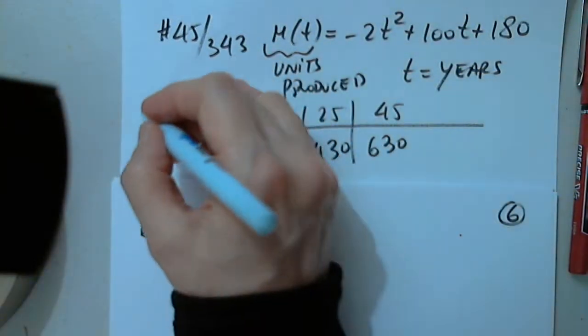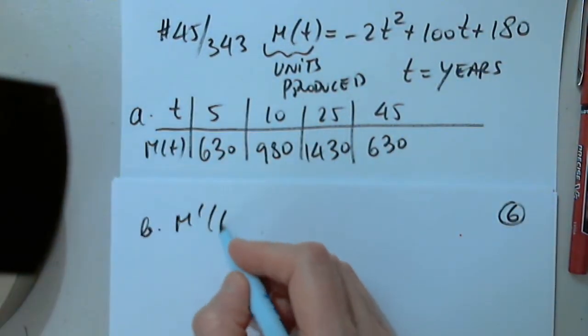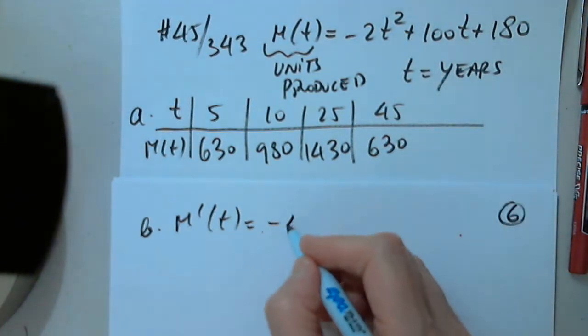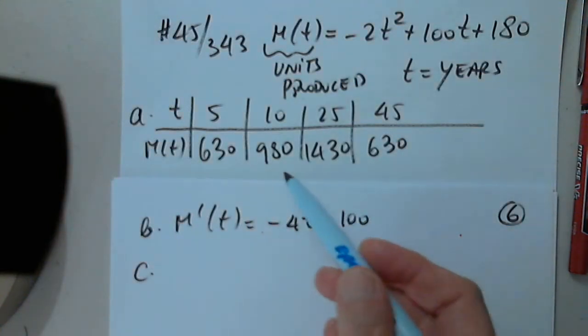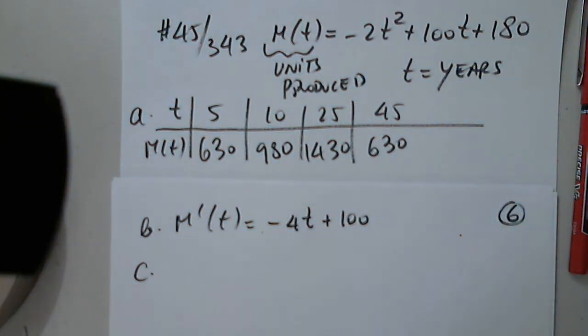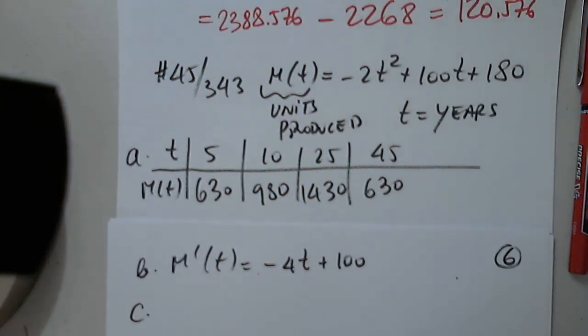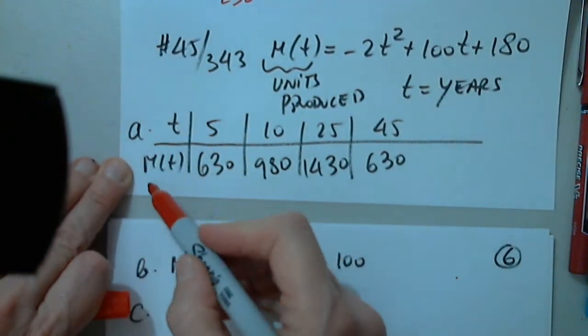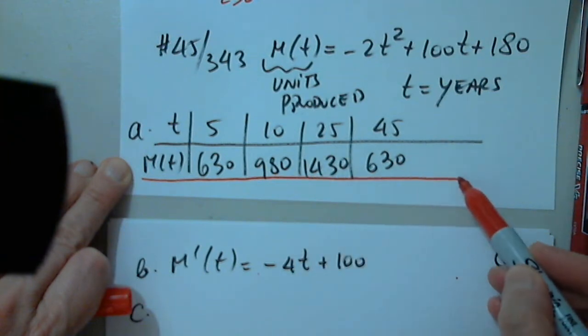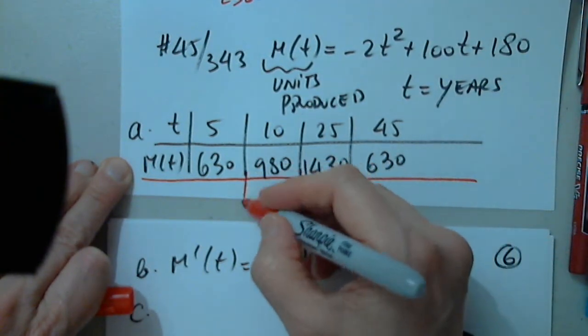In part B, part A was m prime of t, negative 4t plus 100. Part C: find the marginal productivity when t equals 5, 10, 25, and 45, and interpret the results. I am just going to squeeze them in here because I would like to see them in the same table together.